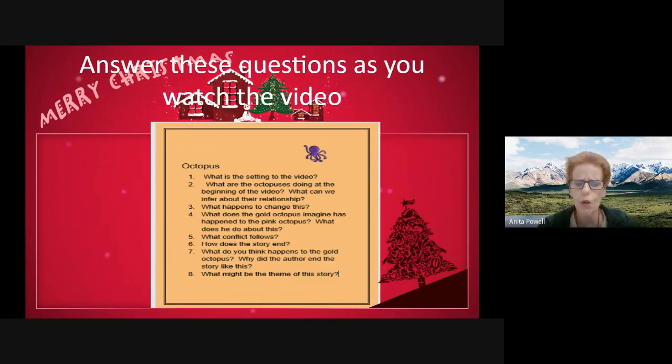What conflict follows? How does this story end? What do you think happens to the gold octopus? Why did the author end the story like this? Why? What might be the theme of this story? And of course, we know theme is the main idea. It's a lesson the author is trying to teach us about life.